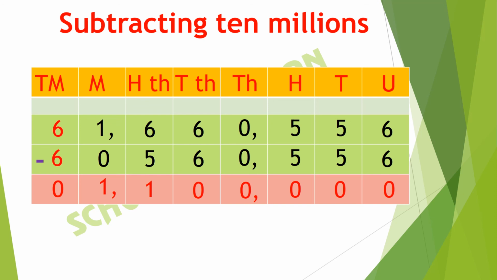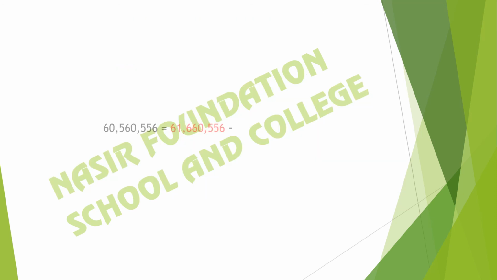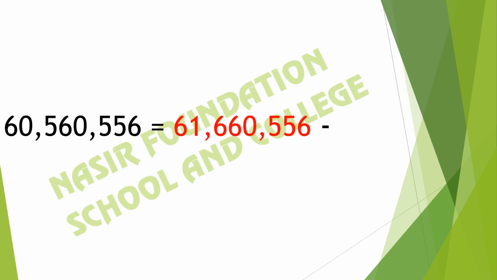Now we are left with 1,100,000. In this number, if we subtract 1,100,000, we will get the same number on both the sides. So 1,100,000 will be subtracted from 61,660,556 and it will make the mathematical sentence correct.